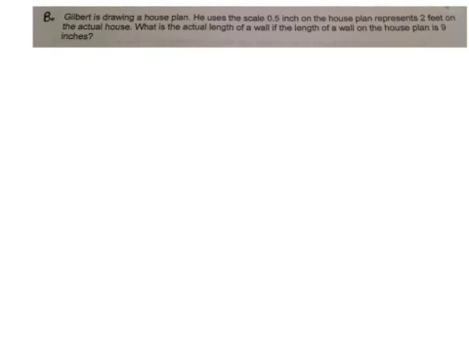Final question. Gilbert is drawing a house plan. He uses the scale 0.5 inches on the house plan represents 2 feet in the actual house. So I'm going to stop with the first sentence. I'm going to use those 2 pieces of information to make a ratio. So 0.5 inches, I'm going to put that on top. The other number I know in that is 2 feet. So I'm going to put 2 feet on bottom.